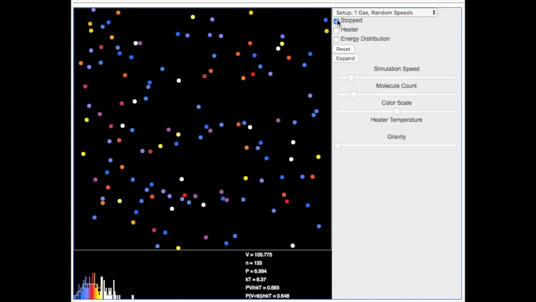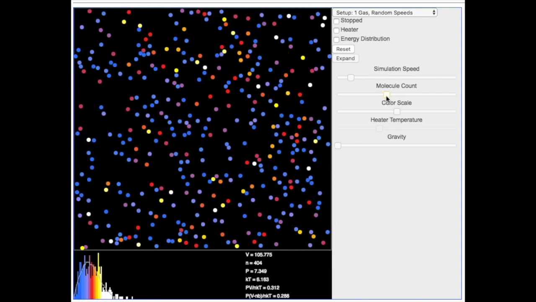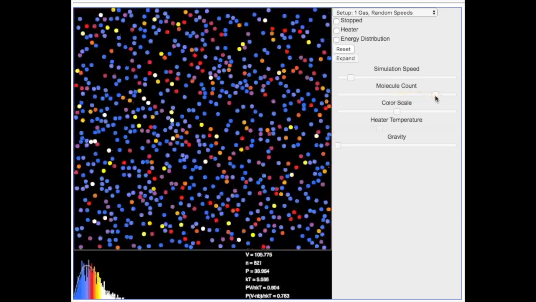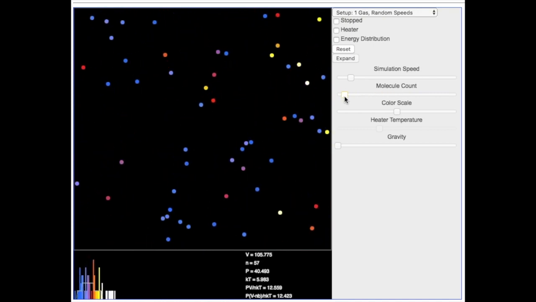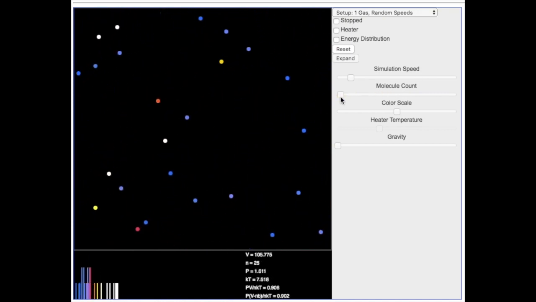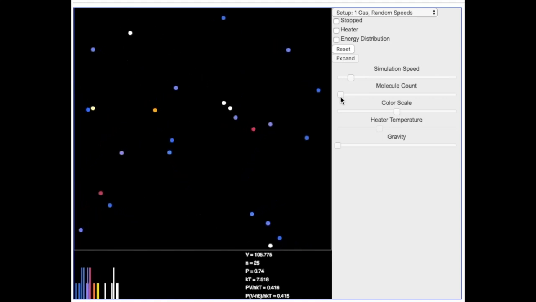The different colors on here represent different speeds. So I think the blue ones are the slowest ones, and I think the red or the white ones are going to be the fastest ones. Sometimes when you have a whole lot of molecules, you can get it quite busy, or whenever you have something close to a pure vacuum, you have something a lot like this. So I'm going to use this right now.